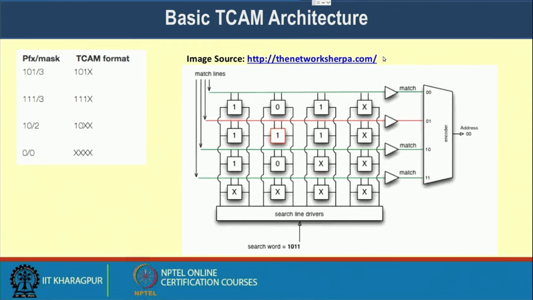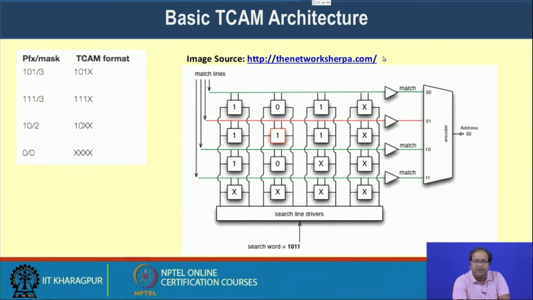Now, the entries are stored in this TCAM in the following format. In the bottommost case, we are storing XXXX. On top of that, we are storing 10XX. Then we are storing 1111, 111X, and then finally we are storing 101X. So that is my TCAM structure with this address format and address space.